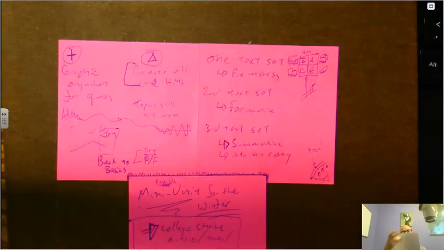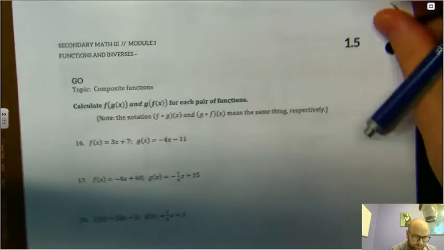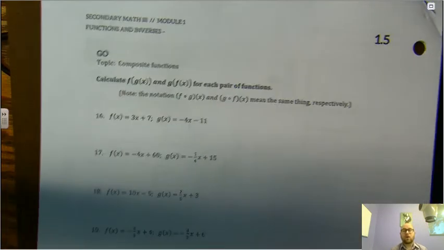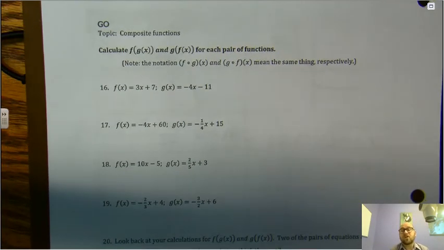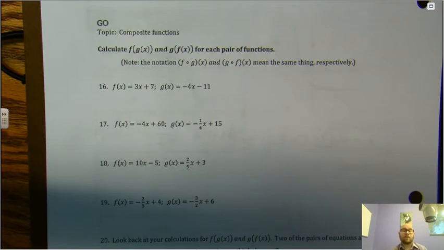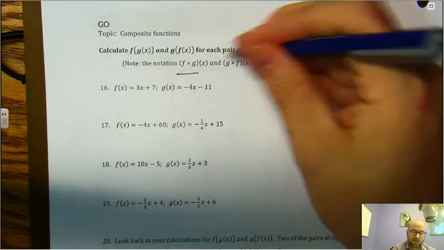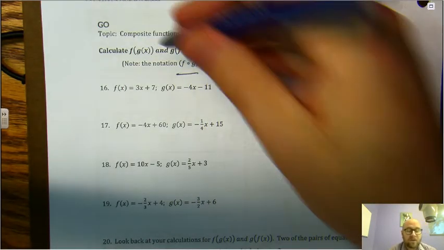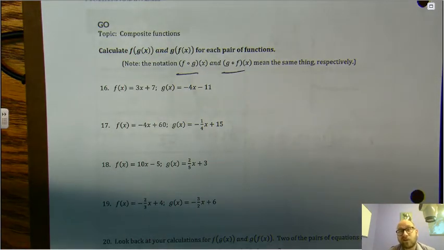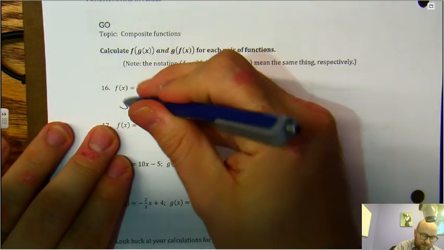And then there's one more section. Yep, last thing. All right, more composite functions, f of g of x and g of f of x, sometimes called FOG or GOF. But either way, all that we're doing is we're taking one function and we're putting it into the other function.